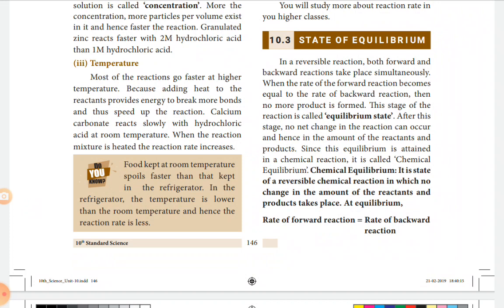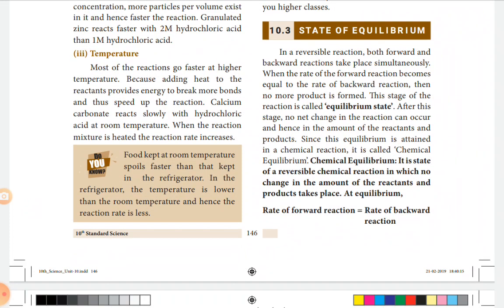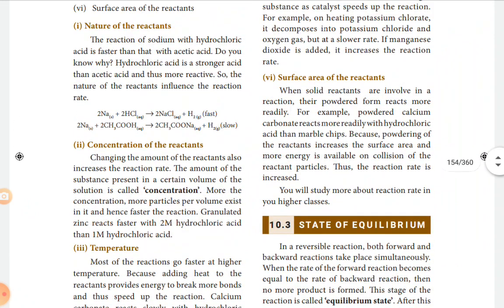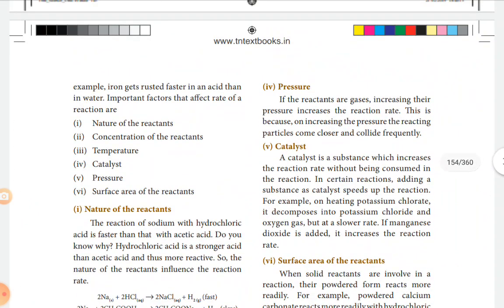Then see, do you know food kept at room temperature spoils faster than food kept in the refrigerator? What is the reason? Because in the refrigerator the temperature is very low. So temperature decreases, the rate of the reaction decreases, the rate of spoiling of food is also going to decrease. Then the next one, pressure. That is also already learned in the previous solution lesson. Pressure is directly proportional to the solubility of gases.